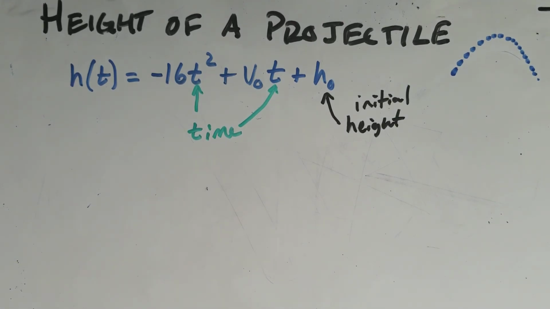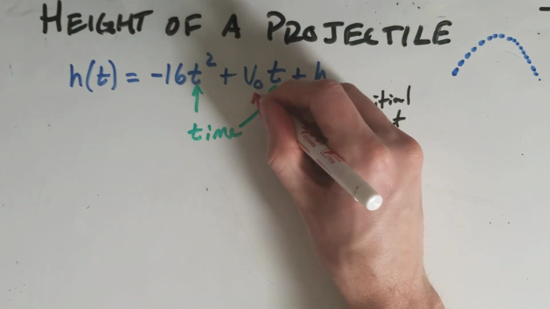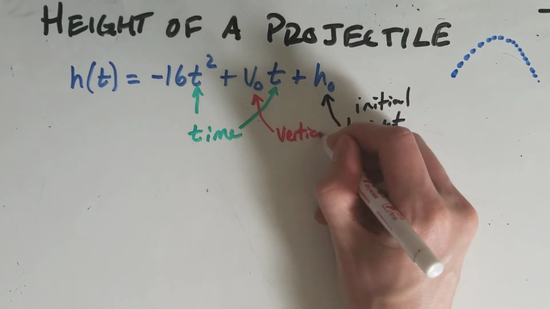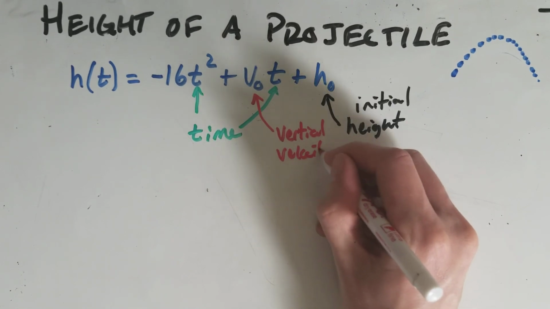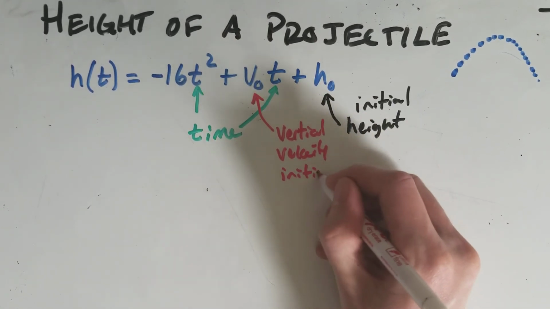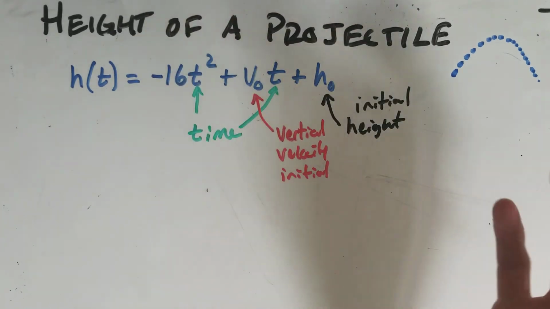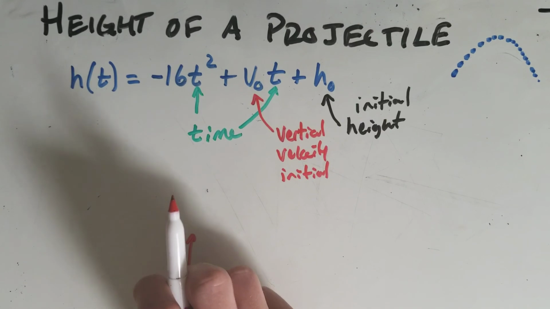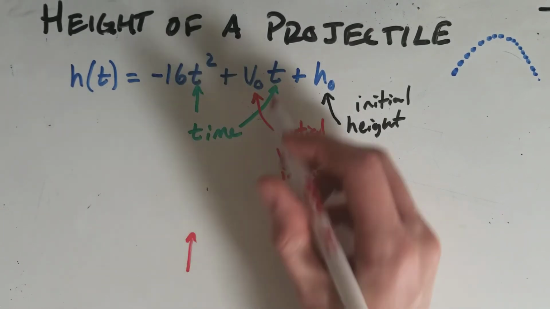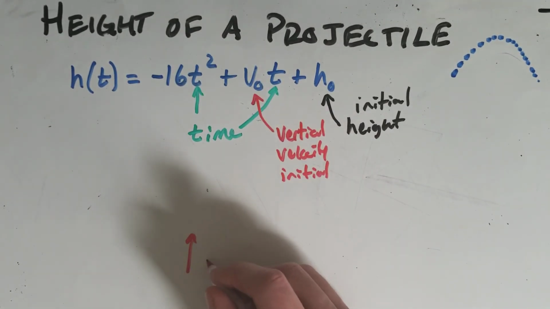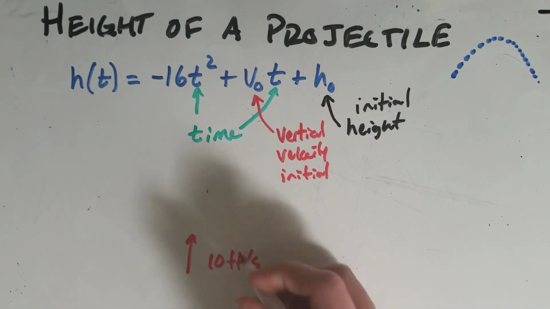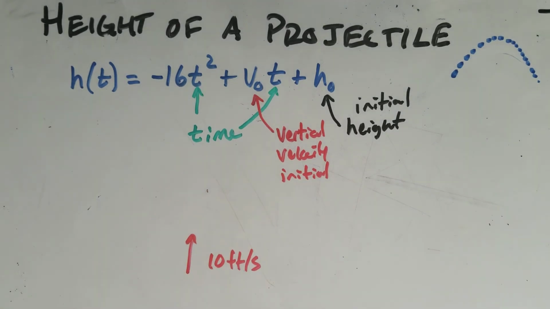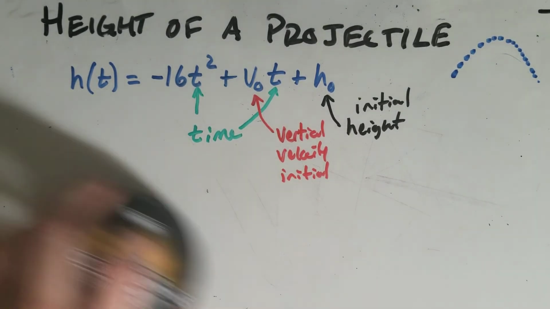And this v sub o right here, I'm going to write it, this is the vertical velocity initially. So whenever you throw a ball or anything up, it initially has some velocity going up because you threw it up. And that's going to go right here. So if you throw a ball up and it's going 10 feet per second, then you're going to have a 10 here. And that's all that's telling us. So if we're given information, we can plug it into this formula.